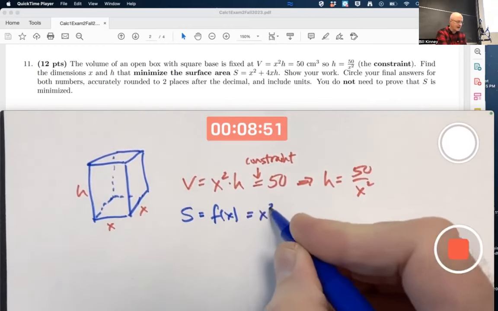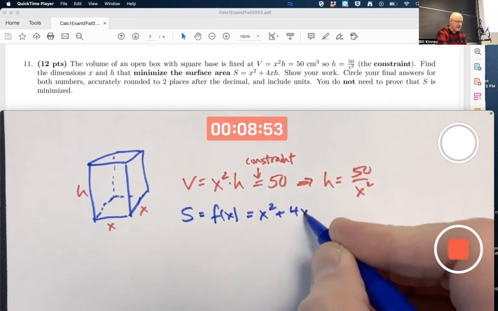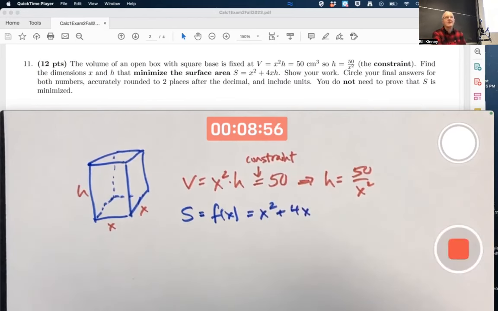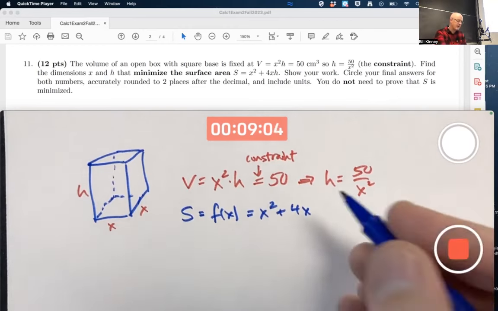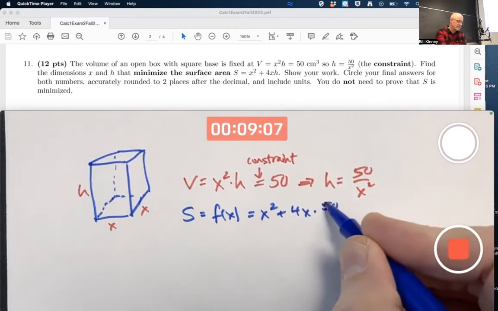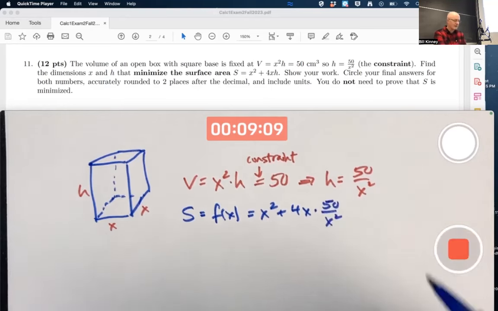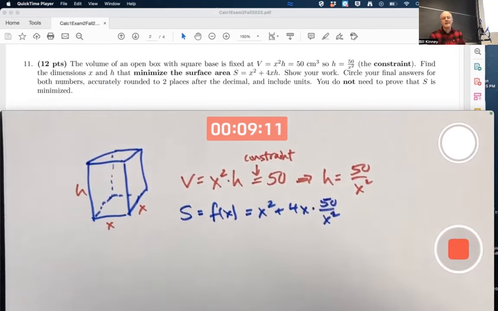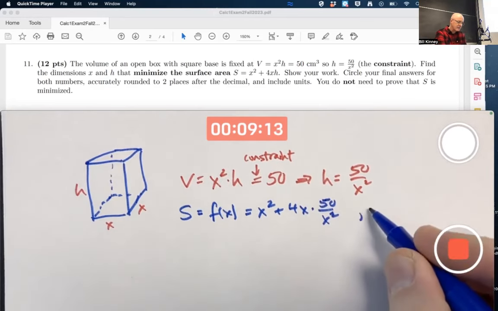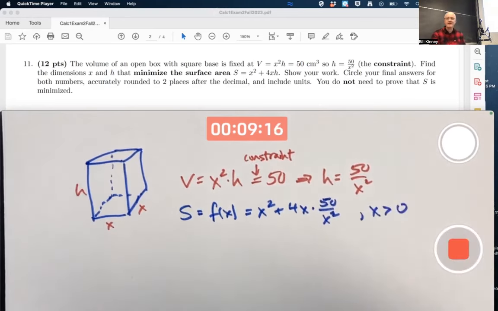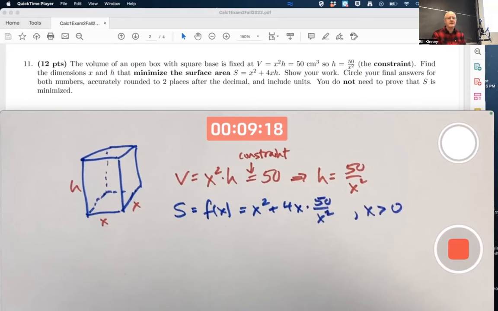Initially, it seems to depend on two independent variables, x and h, as if it's a multivariable calculus function, but because of the constraint, we can reduce the number of variables. The h can get replaced by 50 over x squared. X does need to be positive. You could say the domain of this is all positive values of x. This is the function that we want to minimize. We want to find the value of x that makes this function as small as possible.